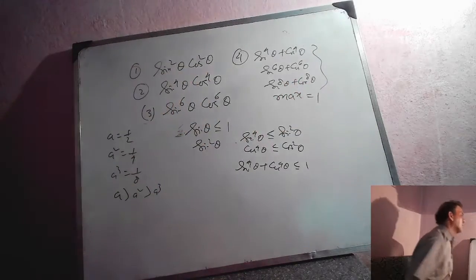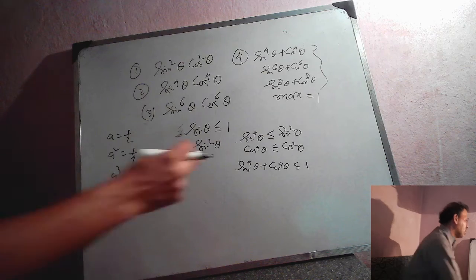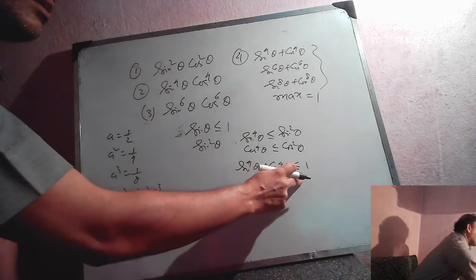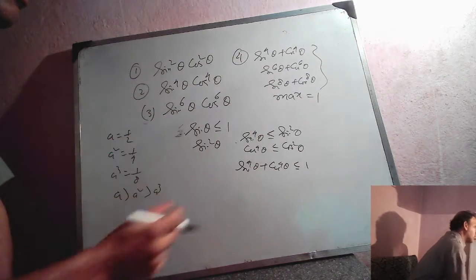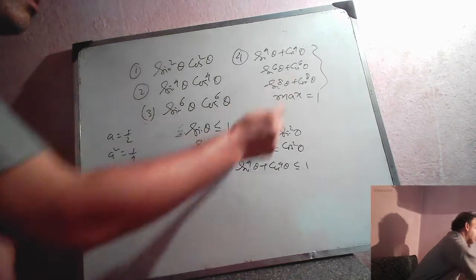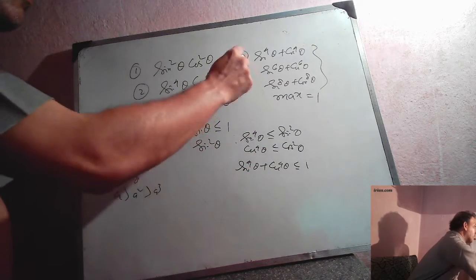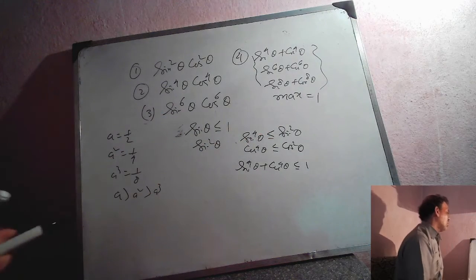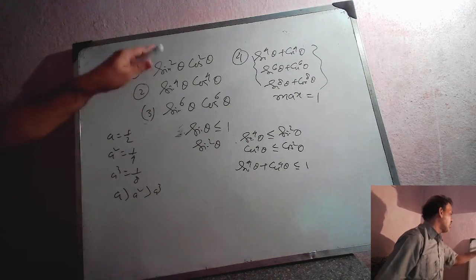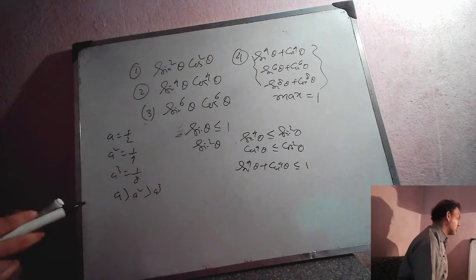Suppose you are asked what will be the maximum value of sin 4 theta plus cos 4 theta. Sin 4 theta plus cos 4 theta is less than or equal to 1. Similarly, sin 6 theta plus cos 6 theta is also less than or equal to 1, and sin 8 theta plus cos 8 theta is also less than or equal to 1. So in each case the maximum value is 1. Now we have to find the maximum and minimum value for these three cases.